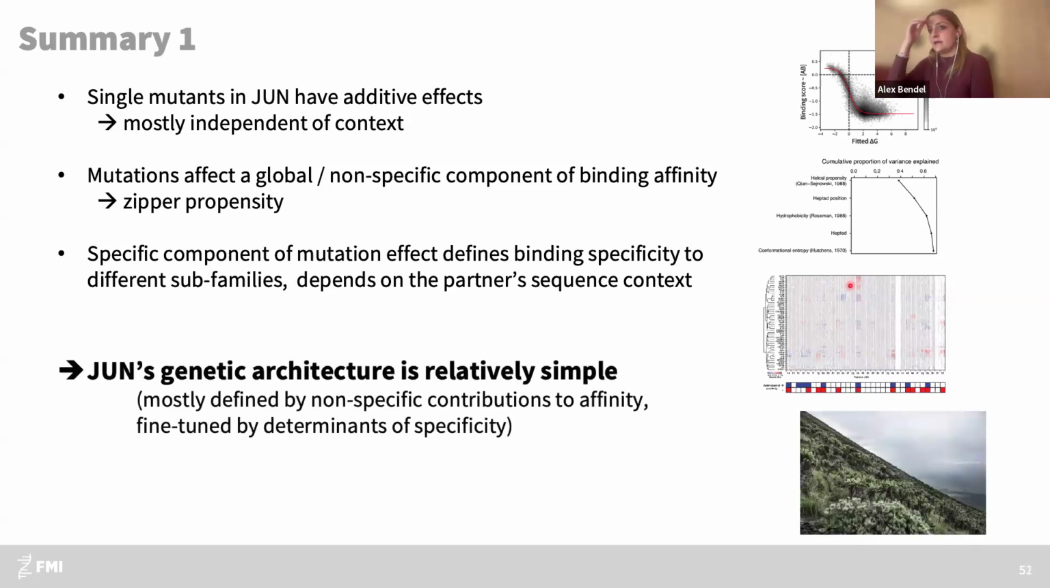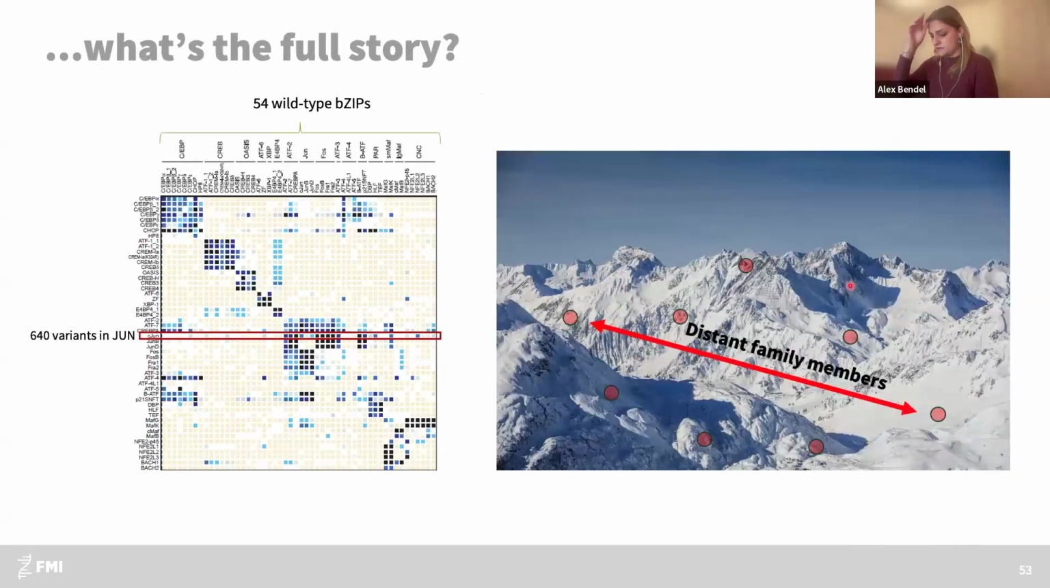To summarize, this supports what has been previously shown, that the genetic architecture of individual proteins is relatively simple and mostly defined by these additive non-specific contributions to affinity, and we only fine-tune it with specific effects. But what is now actually the full story?